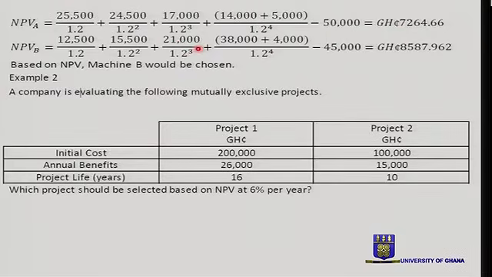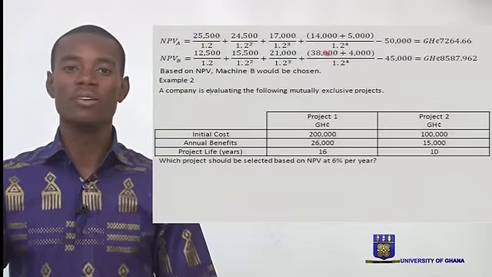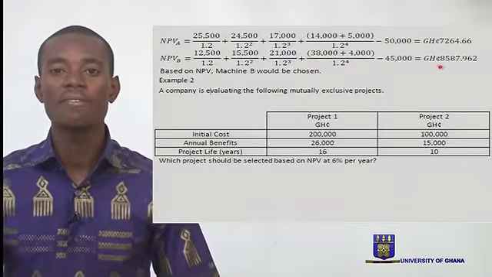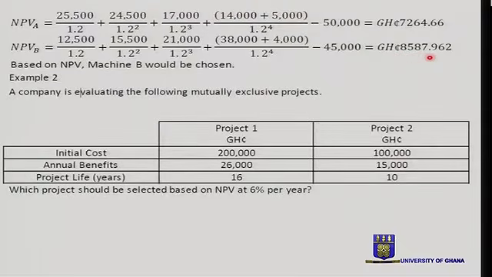I do the same for machine B. This time around, this 4,000 here is again the scrap value. But supposing we are not given any information concerning scrap value, you only discount this value and then you find the difference between the 45,000. Here we have 8,587.962. Now, both of them have positive values. It means that both machines, when acquired, potentially would give us some revenue.